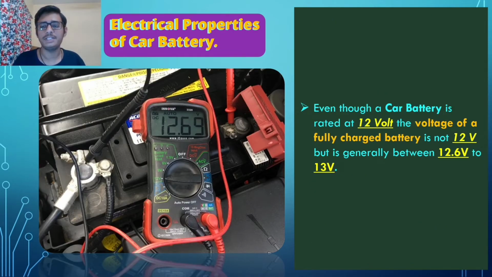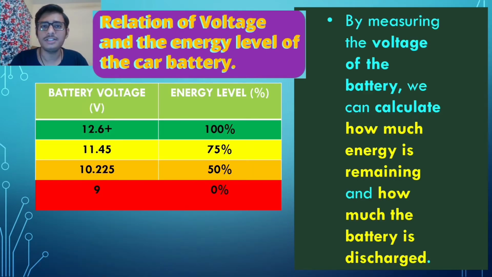Now, let us clear one thing. Even though a car battery is rated at 12 volts, the voltage of a fully charged car battery is not 12 volts, but is generally between 12.6 to 13 volts. As it can be seen from this image, the voltage of this fully charged car battery is not 12 volts, but 12.6 volts.